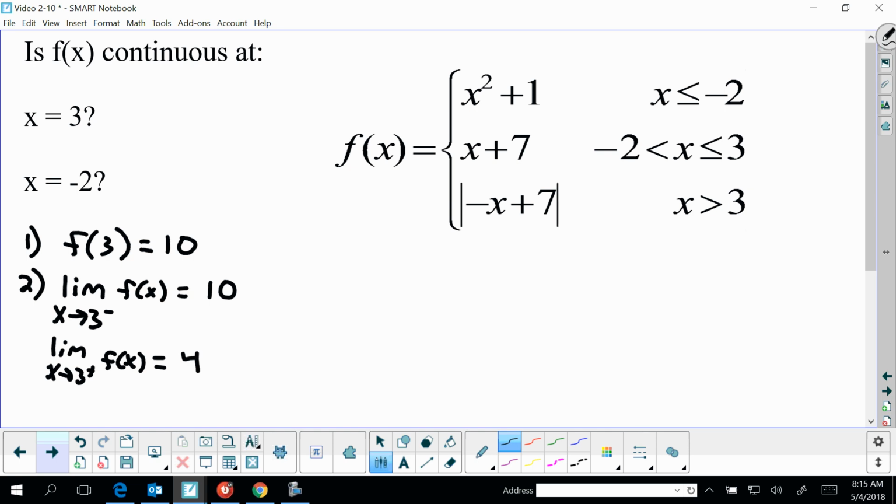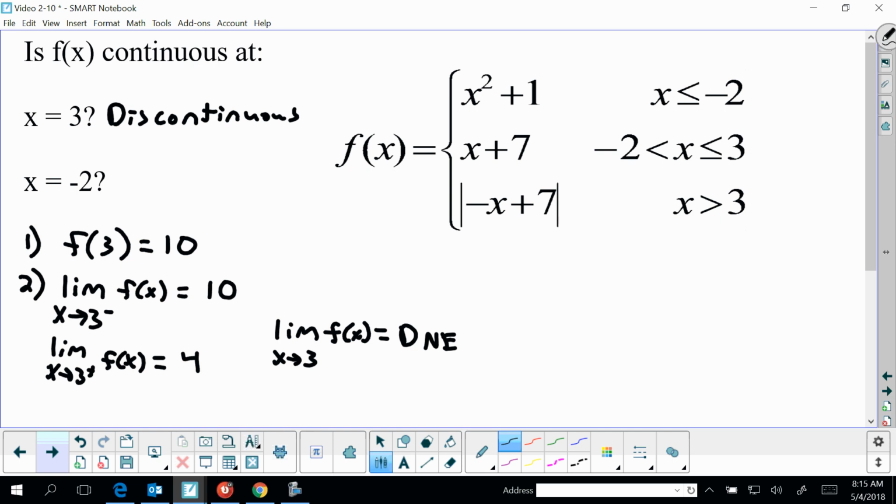Well, so now our overall limit as x approaches 3 of f of x. Notice from the left it was 10, from the right it was 4, so therefore our overall limit does not exist. If your limit does not exist, then we know it is discontinuous at that value. So we can write that it is discontinuous.